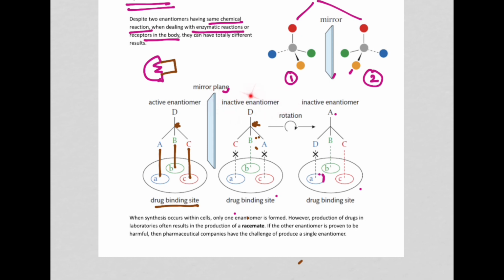Here you have the mirror image of that enantiomer. So this is the active enantiomer. You can see that the active sites fit, but in the inactive enantiomer it does not fit, even though the molecule is exactly the same except that they are mirror images of each other. So when we're synthesizing the molecule, we have to be very careful about which enantiomer we are producing.